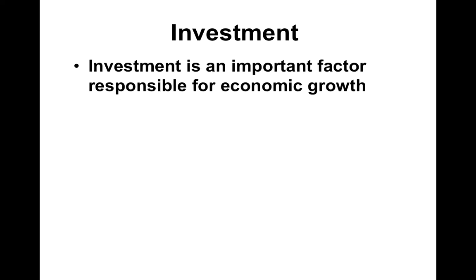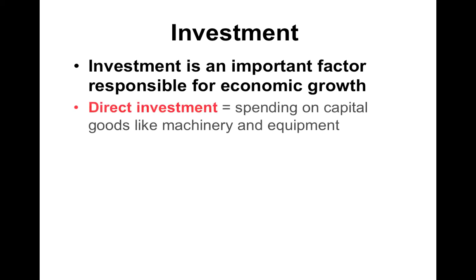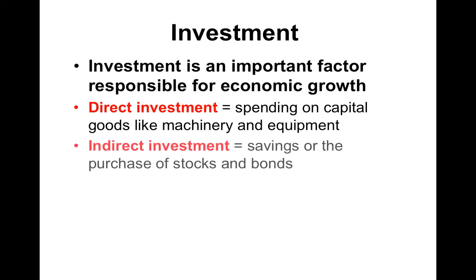Investment is an important factor responsible for economic growth, and there are two ways that we can invest. We can invest directly, which is spending on capital goods like machinery and equipment, like in the example of the lawn equipment. You can also indirectly invest, and that's the savings or purchasing of stocks and bonds. When you put money in someone else's hands, it's indirect because you do not have control over it.